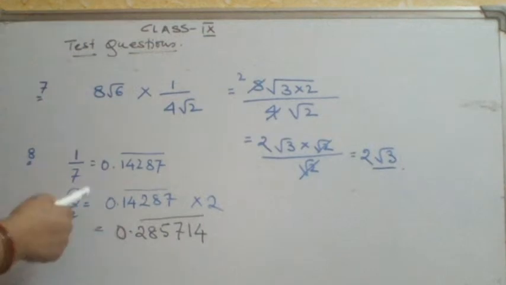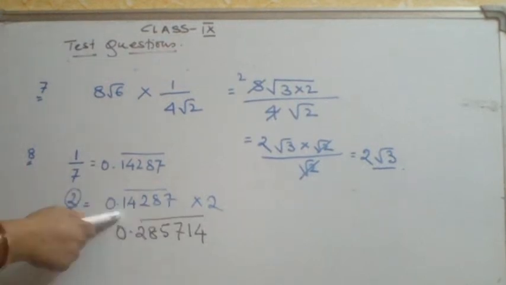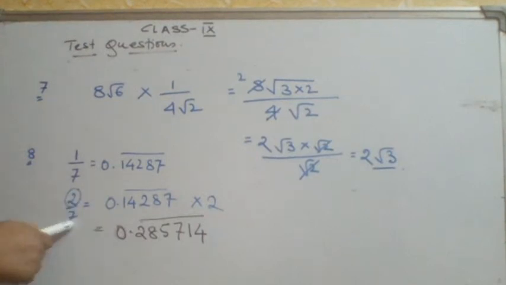This is 1 by 7. This question is from your textbook. 1 by 7 is given to you. For 2 by 7, this part is to be multiplied by 2. This is the product you obtain, and this is because the denominator is 7.